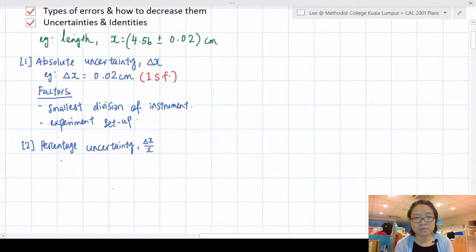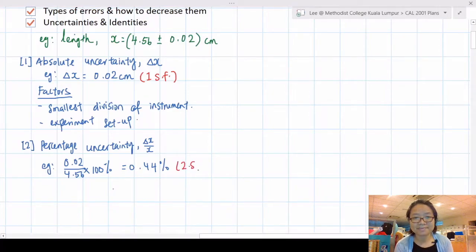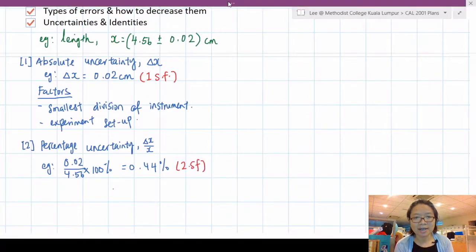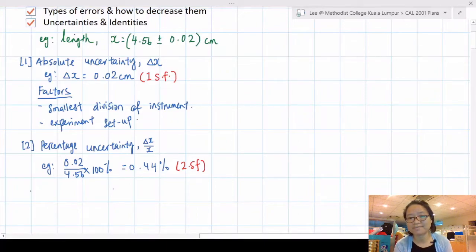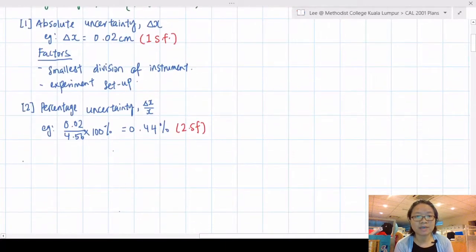Second thing about uncertainty is percentage uncertainty, which is delta x over x. So based on my example there, I'll take 0.02 over 4.56. Same unit, no need to convert. All right. So when you write absolute uncertainty, 1 SF, when you write percentage uncertainty, you should write your answers in 2 SF. Okay. If you don't follow the SF, highly likely you will lose marks. So this will be 0.44%. Okay. Percentage uncertainty, delta x over x. You want to write it in percent, times 100. Okay. So again now, be careful of the SF.